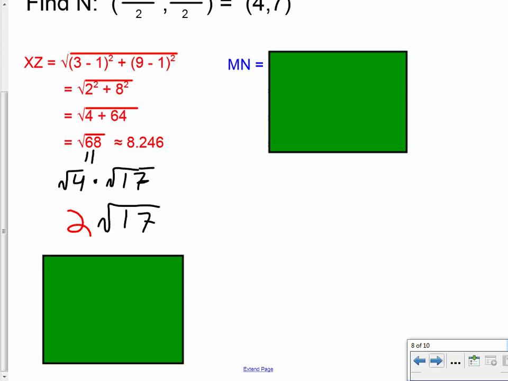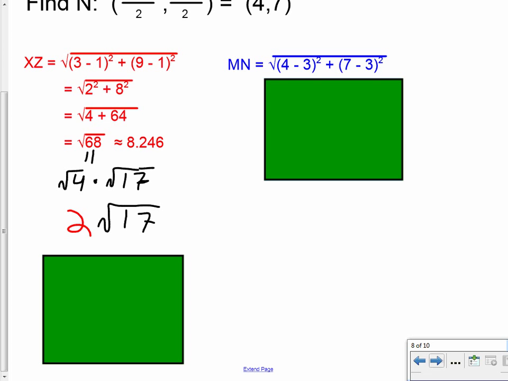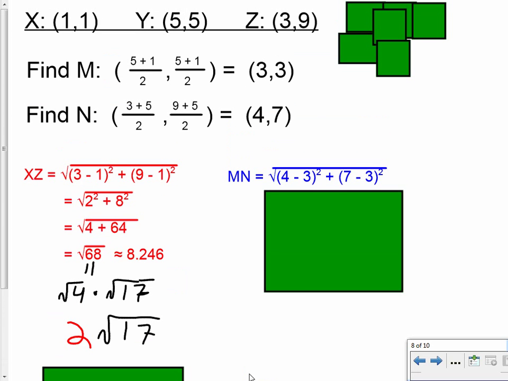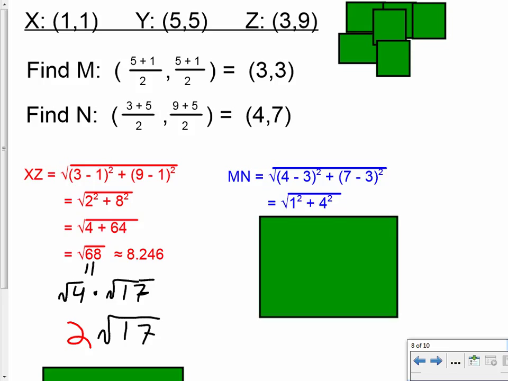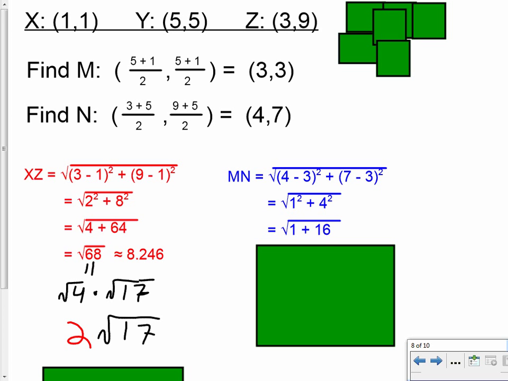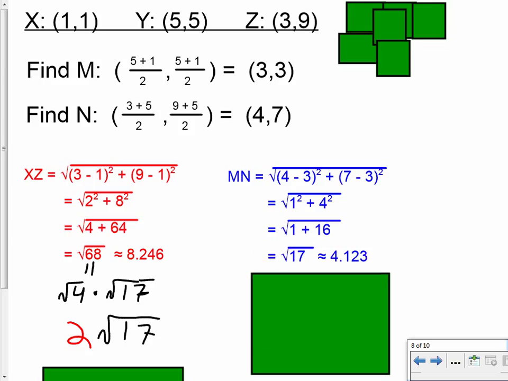Okay, let's find the distance of MN. Again, plugging everything into our distance formula, we would have 4 minus 3 squared plus 7 minus 3 squared, and all of that underneath the square root. 4 minus 3 is 1, so we have 1 squared. 7 minus 3 is 4, so we have 4 squared, all under the square root. 1 squared is 1, 4 squared is 16. So it's 1 plus 16 all under the square root. 1 plus 16 is 17, so we have the square root of 17, which is about 4.123.